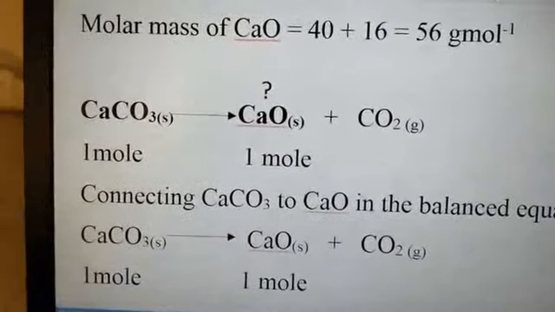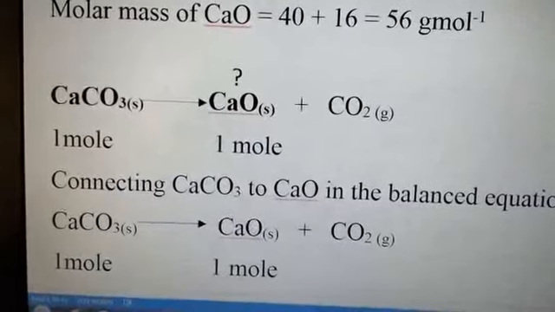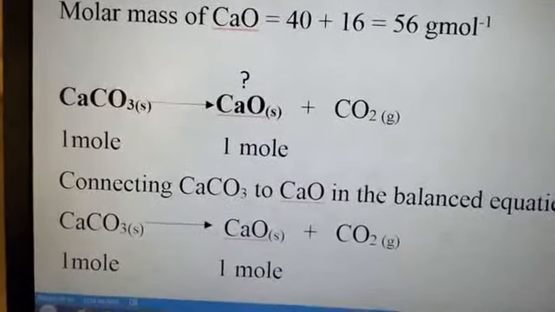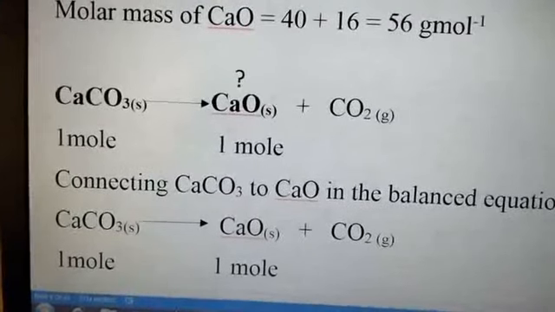We now have the equation. We're looking for calcium oxide. The question mark is on it. And then we're given calcium carbonate. The stoichiometric mole ratio is 1:1, 1 mole to 1 mole.